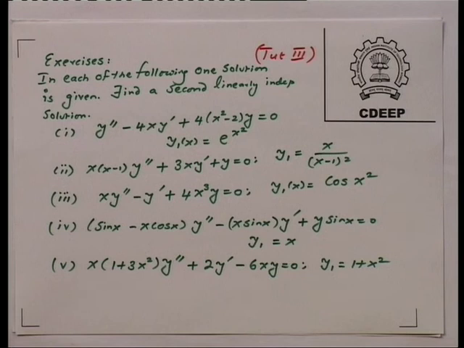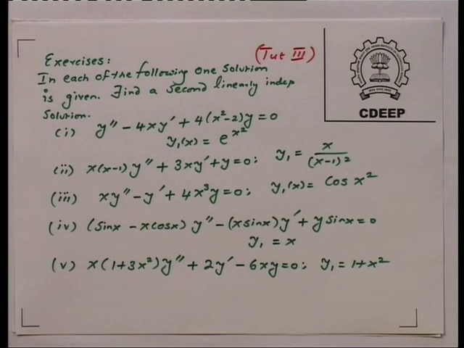There are 5 exercises. In each case, you are given one solution, and you are asked to find the second linearly independent solution. So, quite an interesting bunch of exercises. And in some of them, you may not be able to carry out the integration in the final step. You may just have to leave it as an integral, since the indefinite integral may not be computable. You leave it as an integral, that's it, finished. Y2 equals Y1 times the integral; if the integral can be computed, go ahead and compute it, otherwise just leave it.